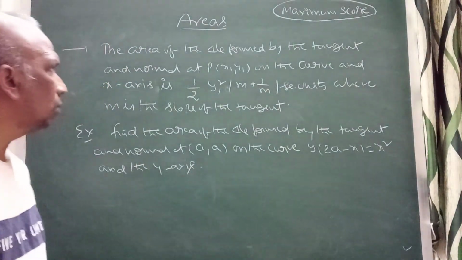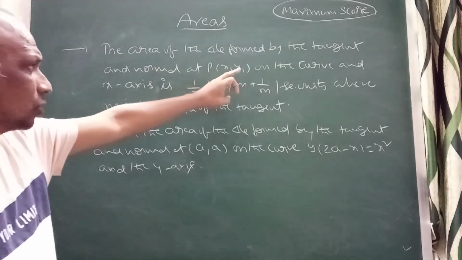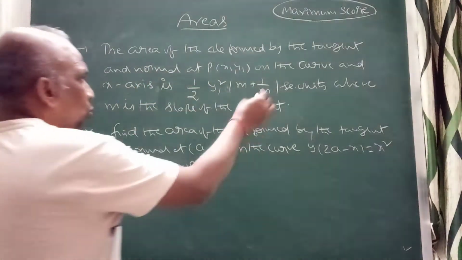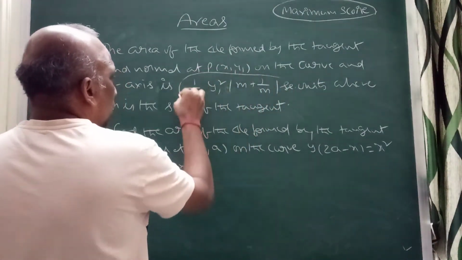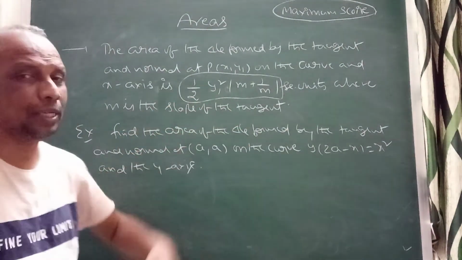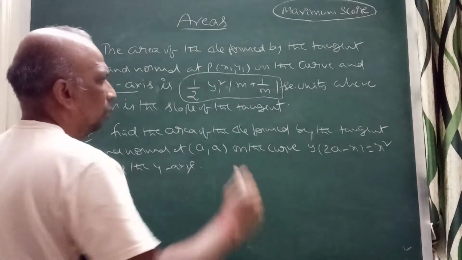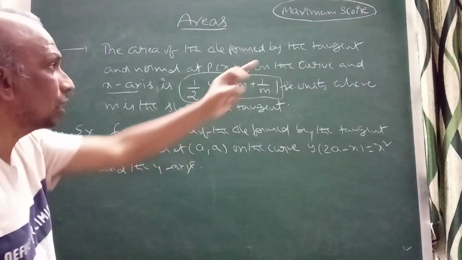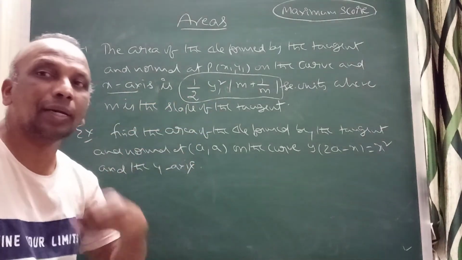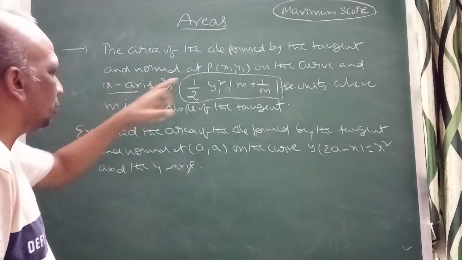Now see in this problem, the area of the triangle formed by the tangent and normal at P(x1, y1) on the curve and the x-axis is (1/2) y1 square |m + 1/m| square units, where m is the slope of the tangent. When they use the word x-axis, it will be y1 square into |m + 1/m|. If they give the y-axis, in the place of y1 square, you can write x1 square. X-axis means y1 square. If they give y-axis means x1 square.